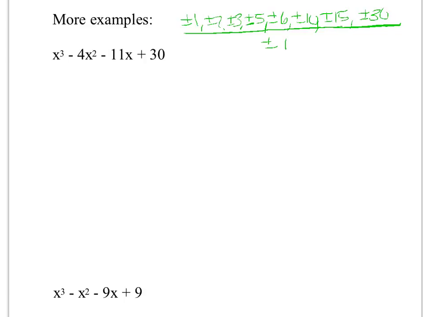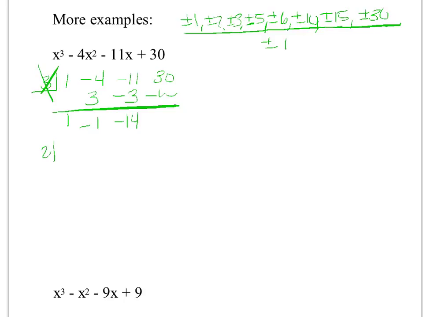Sometimes you want to just start with 1 and go for it. I might just start with 3 just for something different. So I've got 1, negative 4, negative 11, and 30. Drop the 1 down, multiply by 3, I get 3. That would give me negative 1. This is negative 14. This is negative something big, and I don't care because I know it's not negative 30, and so it's not going to be that. Okay, so 3 does not work.